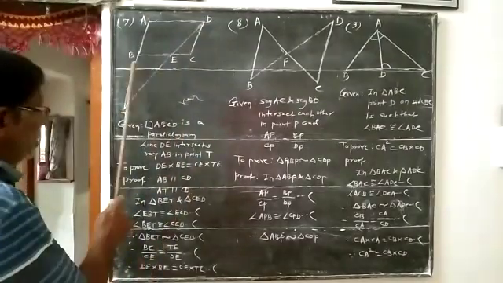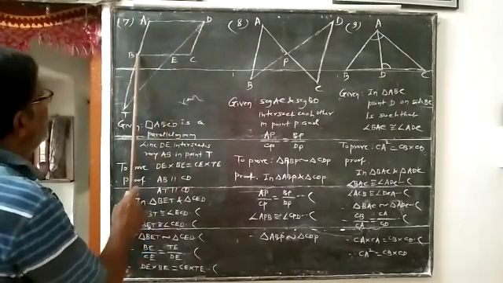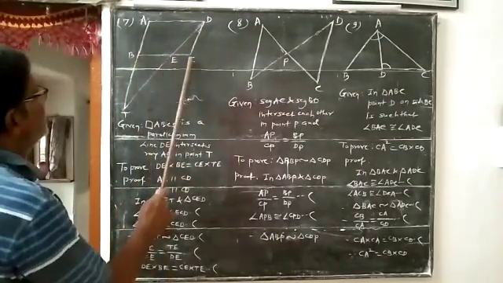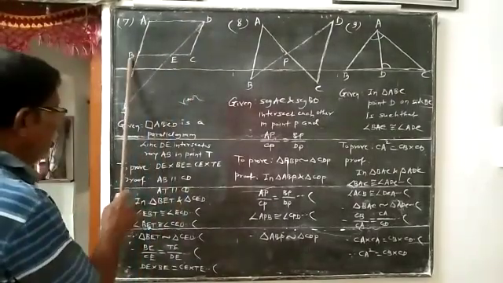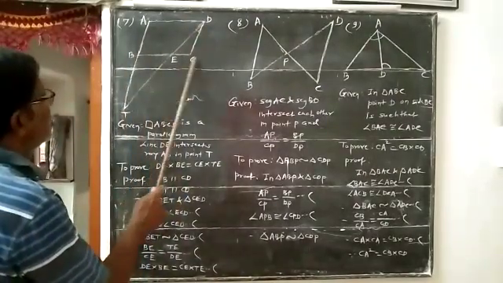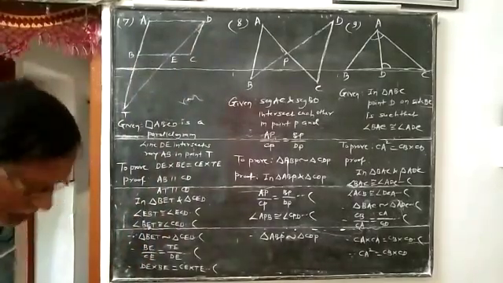We have to show that DE into BE, this product, is equal to CE into TE. We have to show this. Then how to prove this?